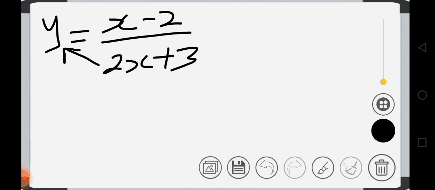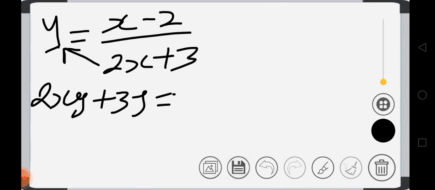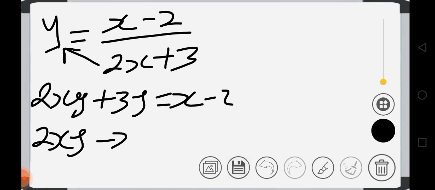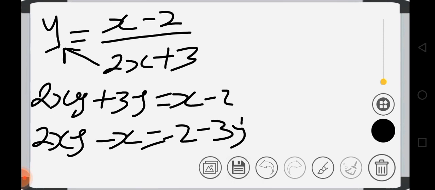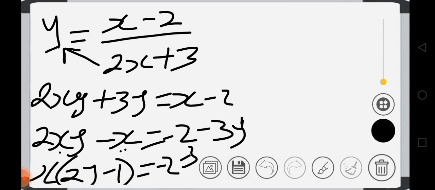Cross multiplying to linearize, we have y times 2x, that is 2xy, plus y times 3, which is 3y, equals x minus 2. So let's move x to one side. We have 2xy minus x equals minus 2 minus 3y. We move y to the other side because we don't need the y here. Next, let's factor out x. x will come outside, and we have x times (2y minus 1) equals minus 2 minus 3y.